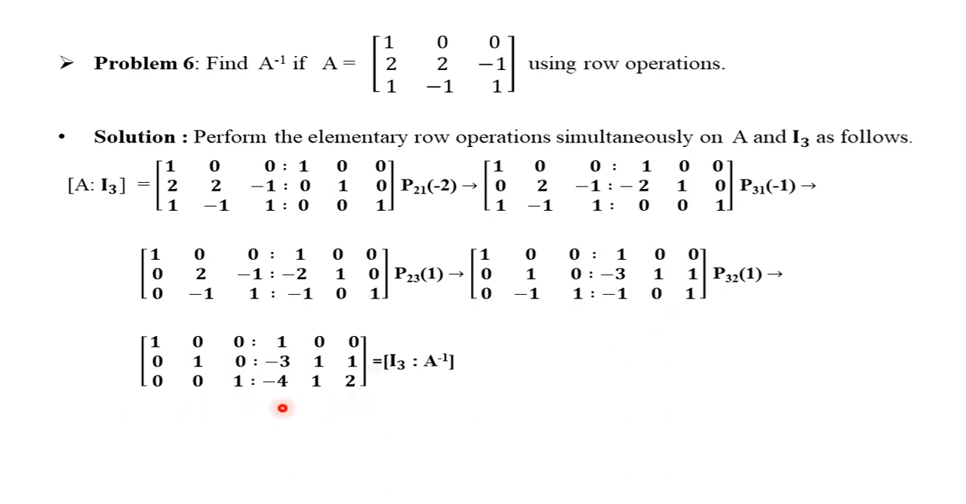So, see here. The whole A converted, all the rows converted to the rows of the identity matrix. So on the left hand side, A converted to I3. Similarly, on the right hand side, I3 converted to A inverse. Hence, we get A inverse is equal to [1 0 0; -3 1 1; -4 1 2].